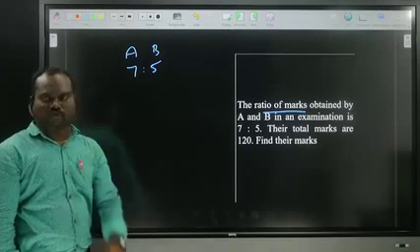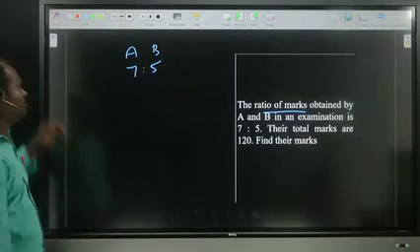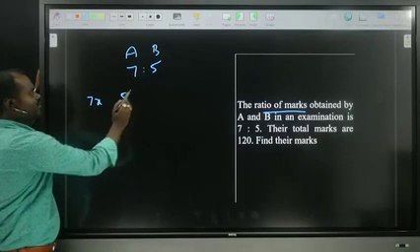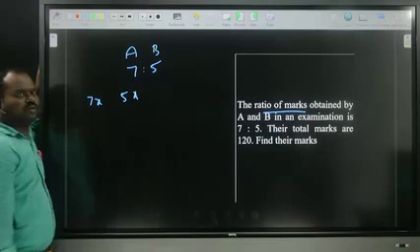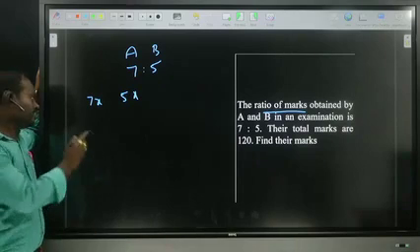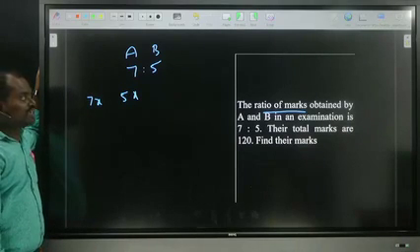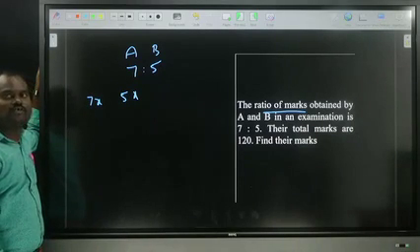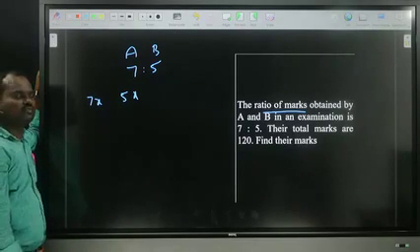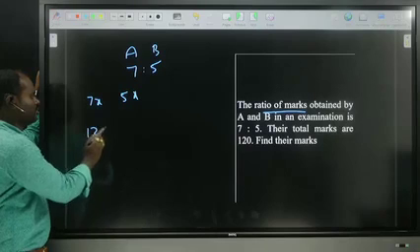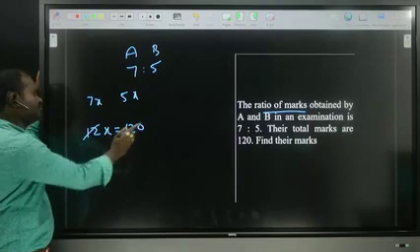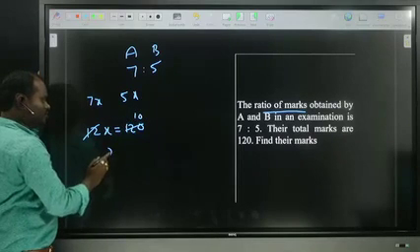First, as per our childhood maths, let us assume A scores 7x, B scores 5x. When we remove the ratio symbol, we can write any one alphabet, x or y, your wish. But the condition is their total marks are 120. Total means 7x plus 5x, that is 12x. 12x is equal to 120. 12 ones, 12 tens. x is equal to 10.